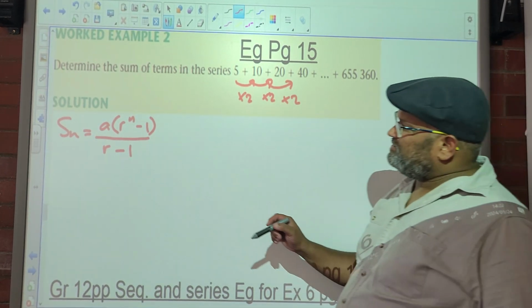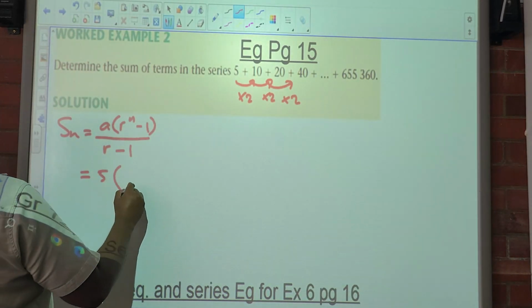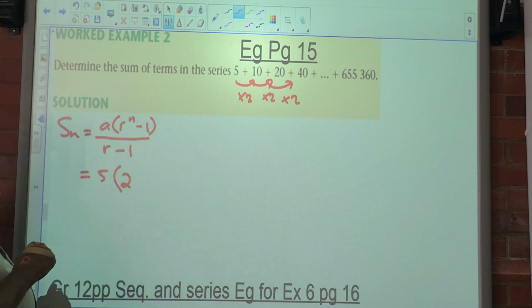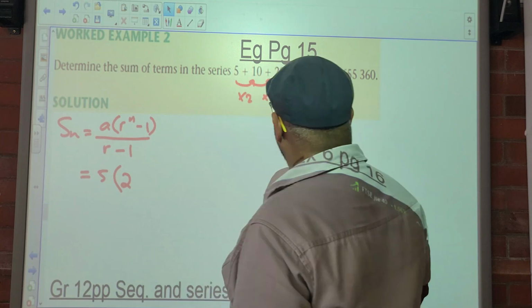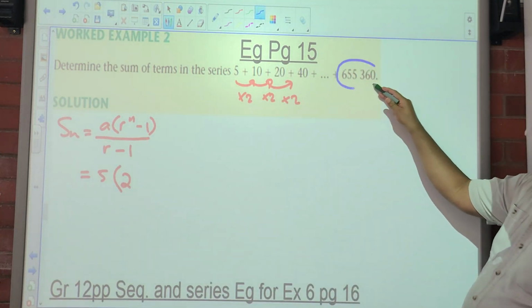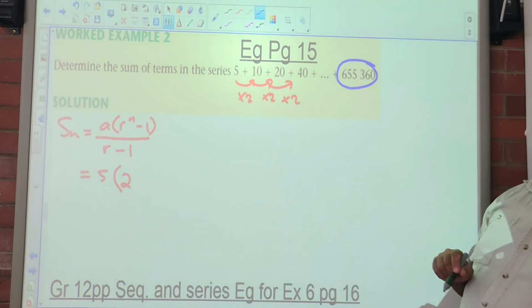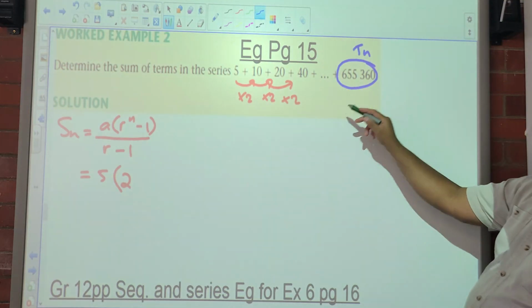What's my A value? 5. That's simply 5 into... what's my R value? 2. What's my N? We don't know. So what do we need to do? We need to solve for N. Why? Because we've got the last term in the sequence, I can actually calculate N. So we let that be Tn.